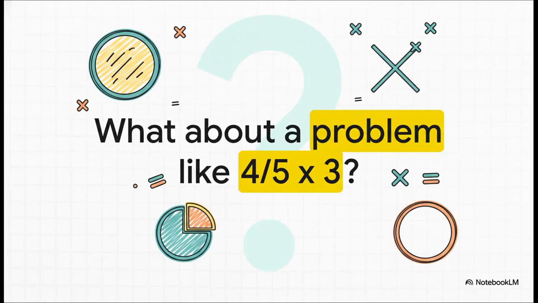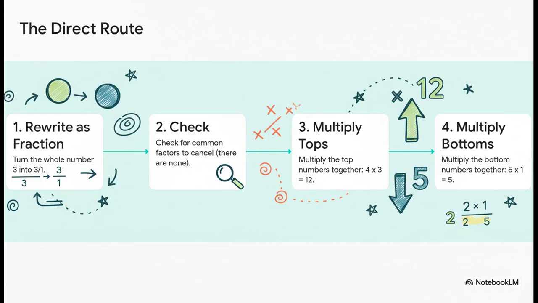Let's take a look at this one, 4/5 times 3. So first step is always the same, right? We turn that 3 into 3 over 1. But now, look diagonally. Between the 4 and the 1? Nope. Between the 3 and the 5? Nope. There's nothing to cancel. So what now? It's actually even easier. When you can't cancel, you just multiply straight across.